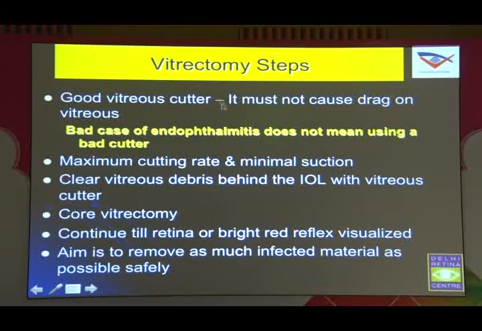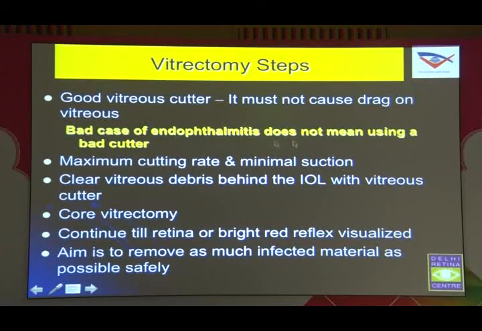So the vitrectomy steps are: you must use a good vitreous cutter. Invariably it happens that whenever the vitreous cutter becomes blunt, we sterilize it and say this can be used subsequently for a vitrectomy procedure in an endophthalmitis case. That's not good, because those cutters have become blunt, and it's not good to use blunt cutters in an endophthalmitis case. You should get maximum cutting and minimal suction.